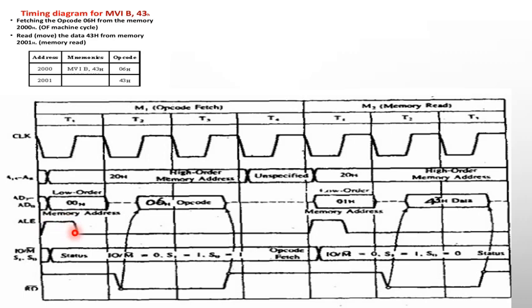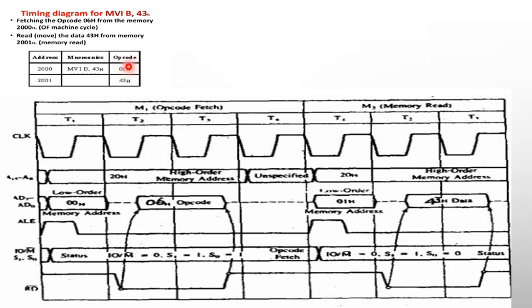As soon as the ALE signal goes high, the multiplexed address and data lines are demultiplexed and the lower order address and higher order address are fetched. So 00 will come from the lower order address line and 20 will come from the higher order address line. Once the address is obtained, what is the duty of the microprocessor? It has to fetch this opcode.